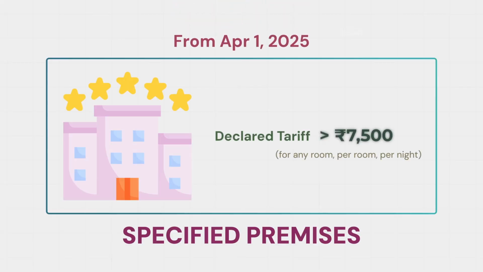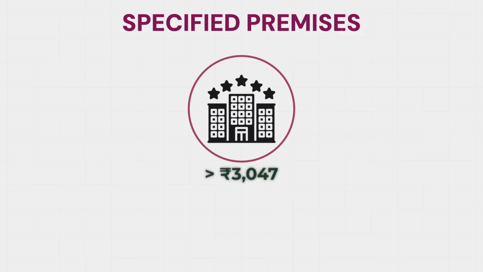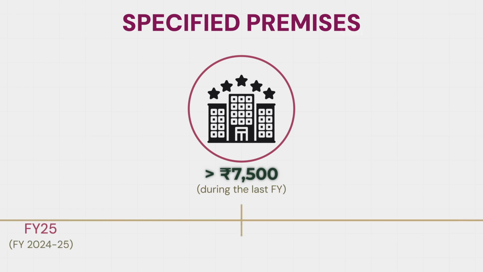So what's the change? From 1st April 2025 onwards, declared tariff has been replaced with value of supply, that is actual room tariff. So now specified premises means hotels having actual room tariff more than 7.5K per room per night during the preceding financial year. For instance, in FY25, if the actual room tariff for any room in a particular hotel is say 8K, then such a hotel is a specified premises for FY26.